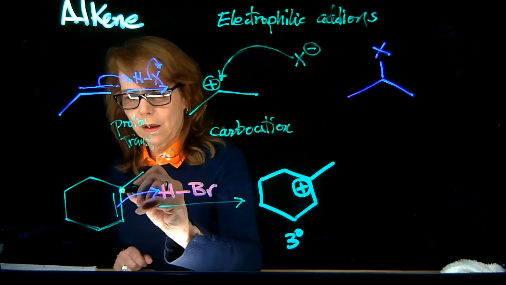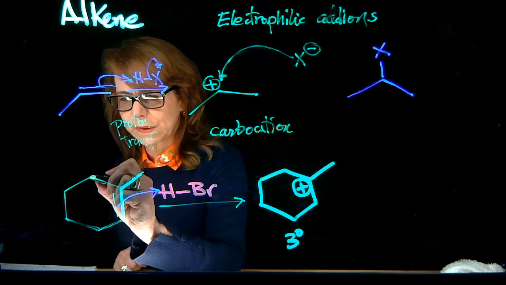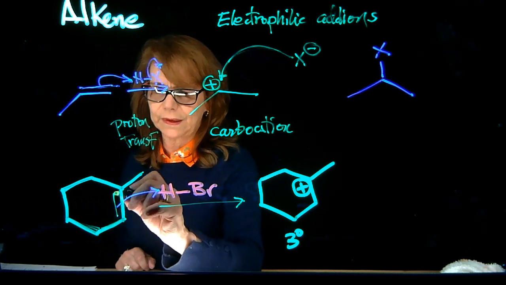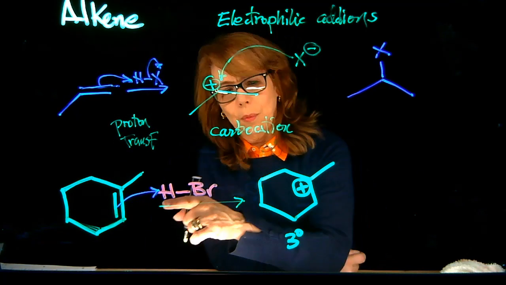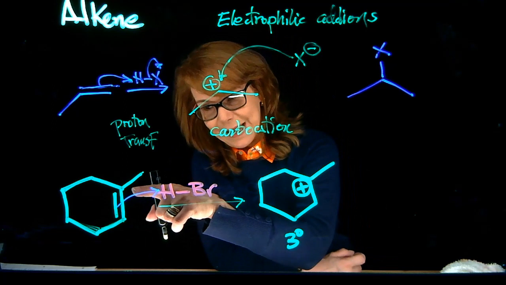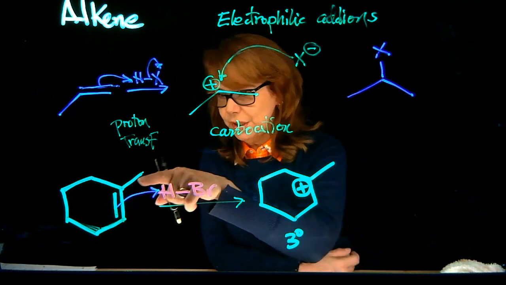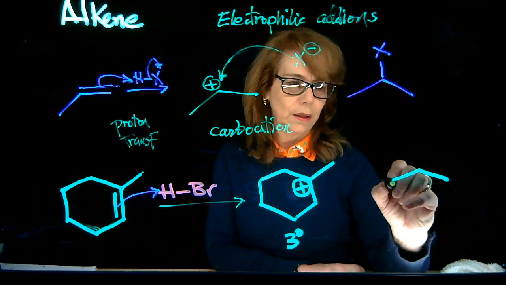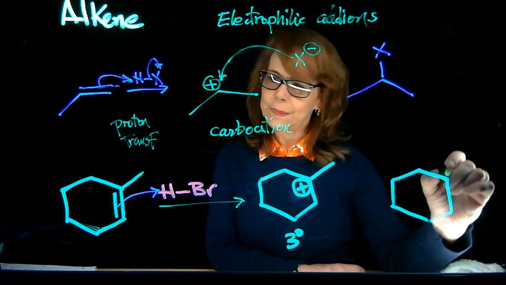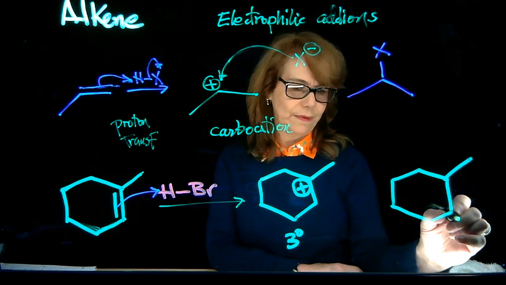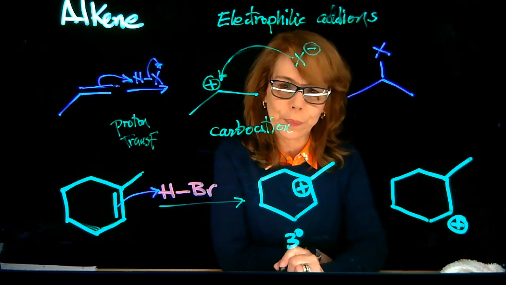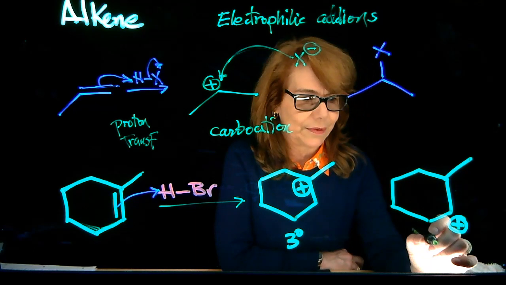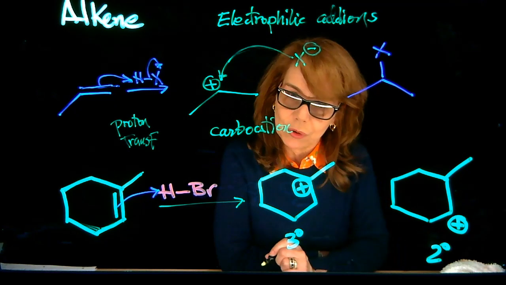And if we did the opposite, if we had added the hydrogen on the top carbon, then the positive would be on the other end. So what I want you to see is the difference. If we had proposed that, that is a secondary carbocation, which is less stable.